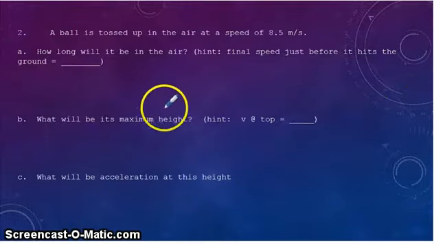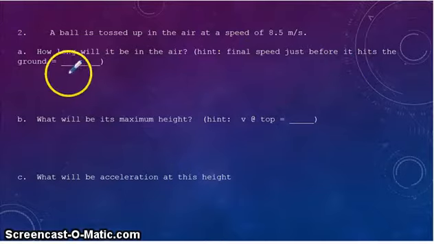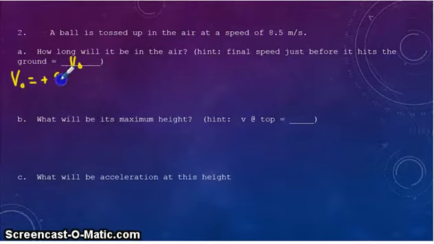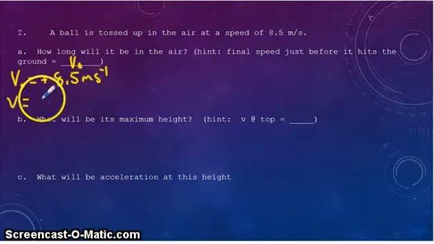Another example is if I toss a ball in the air, and I want to know how long it will be in the air. But remember, the final speed just before it hits the ground is equal to the initial speed. So if I throw it up with a velocity, I'm going to call this a positive 8.5 meters per second. My final speed is going to be the same amount, but in the opposite direction, so it's going to be a negative 8.5 meters per second.